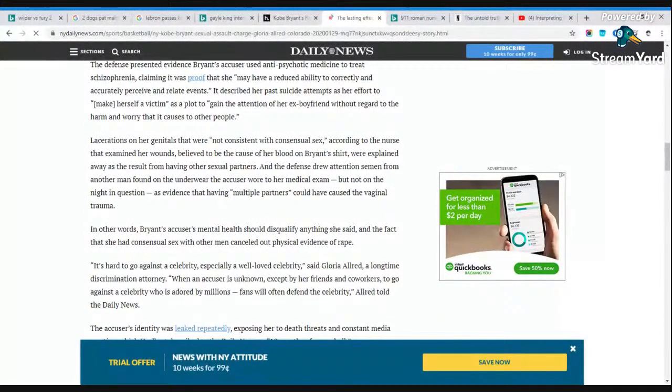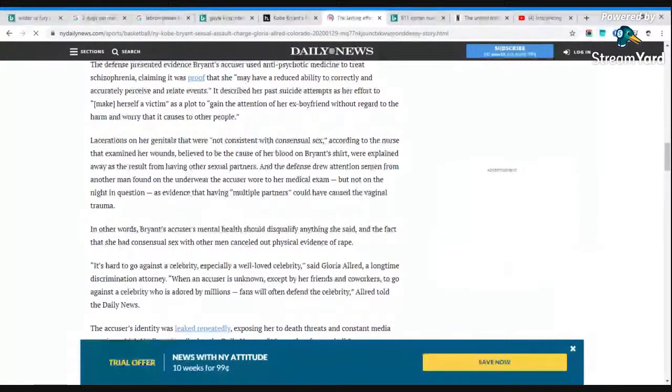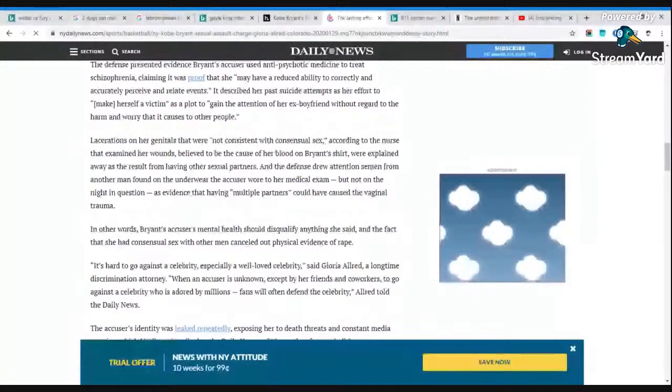All right, so boom. It described her past suicide attempts as an effort to make herself a victim, as a plot to gain the attention of her ex-boyfriend without regard to harm and worry that it causes to people. Now, look, at this point, man, I gotta say this.